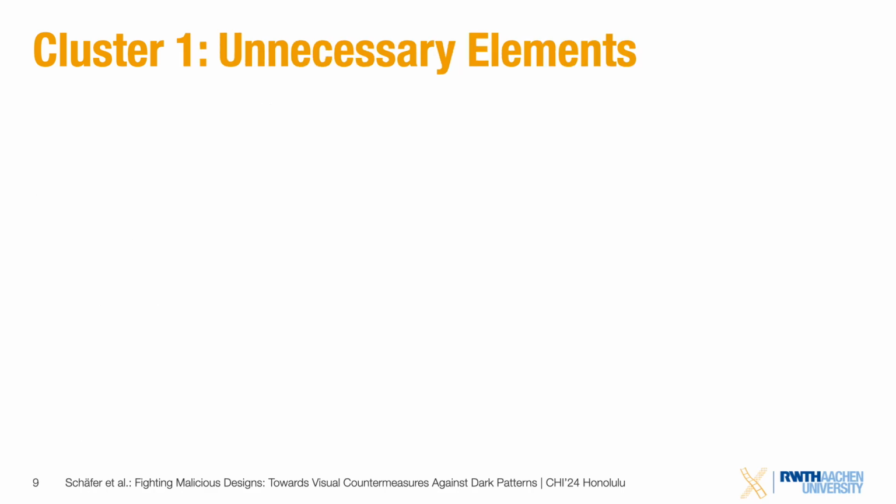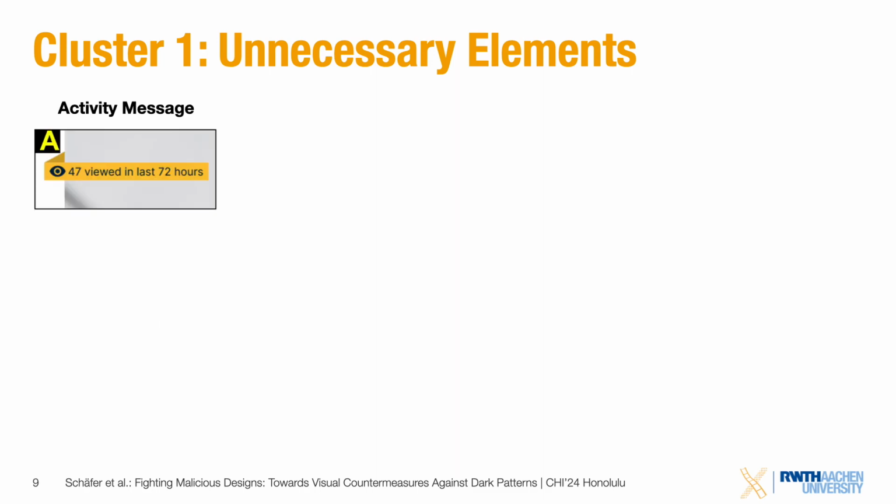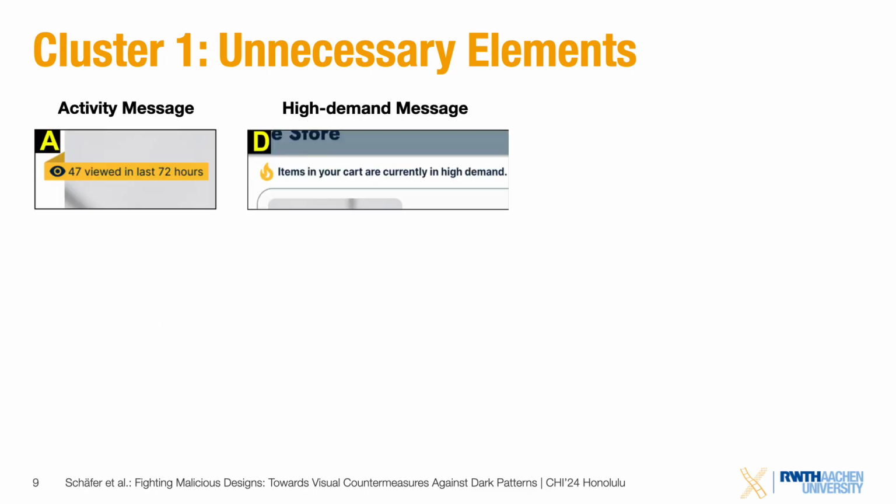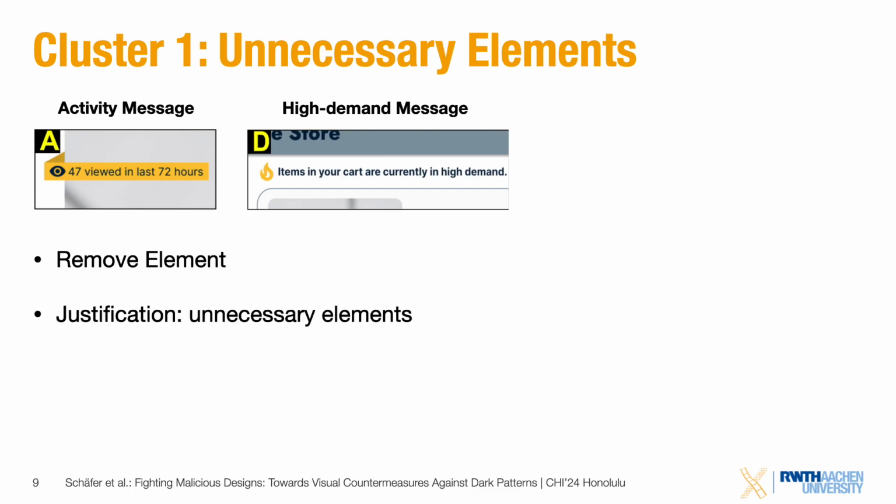First, we have the cluster of unnecessary elements that contains the 2 dark patterns activity message and high demand message. Here, participants mainly suggested removing the element completely as they did not provide any relevant information. Some participants still wanted to preserve the content.